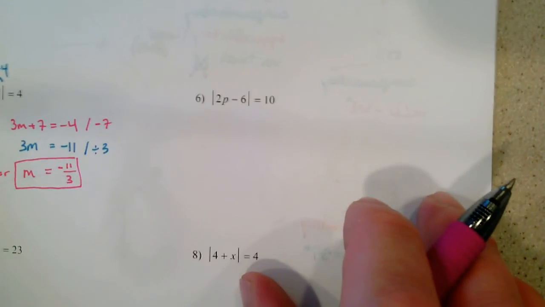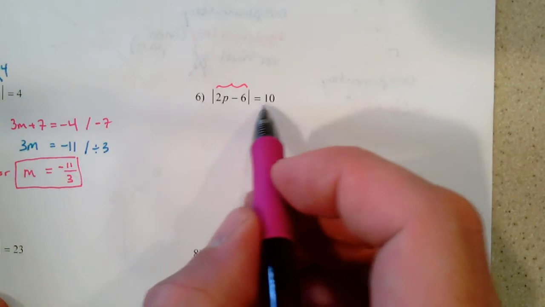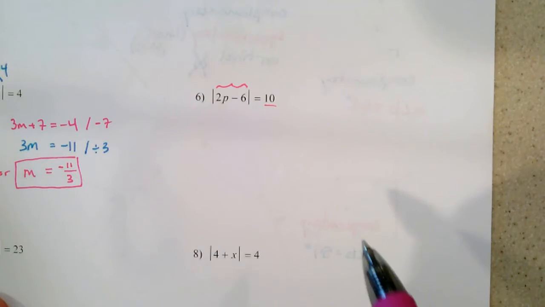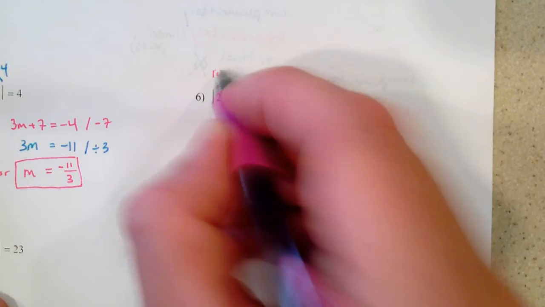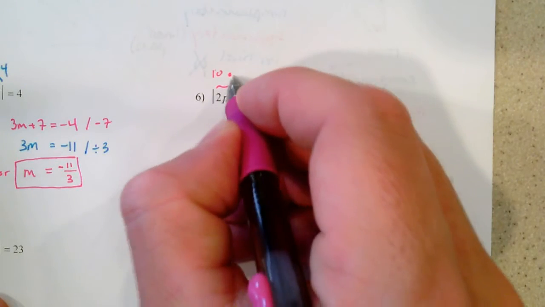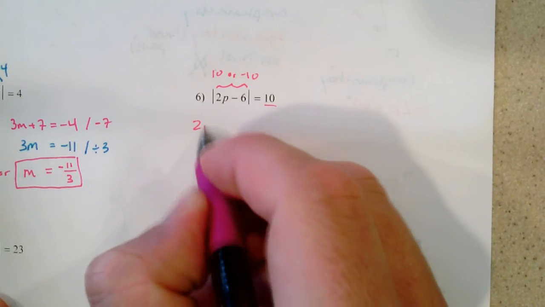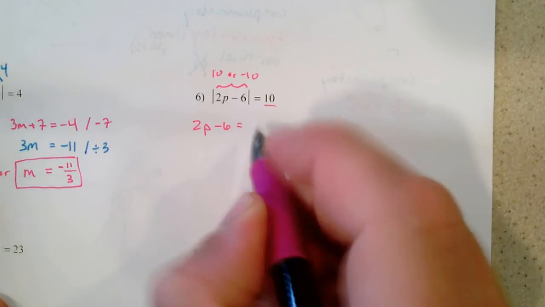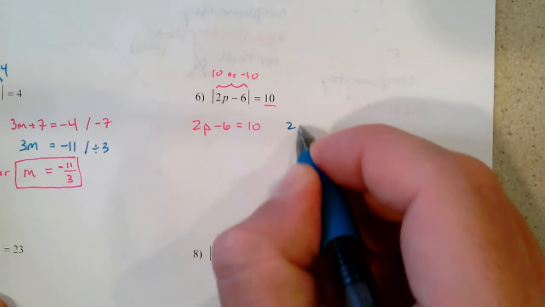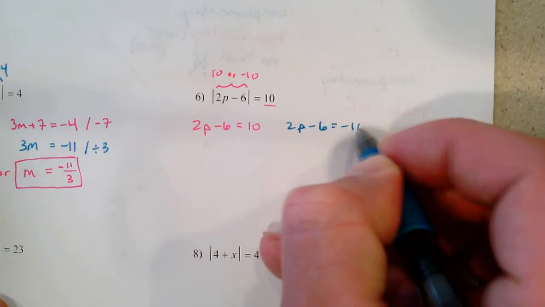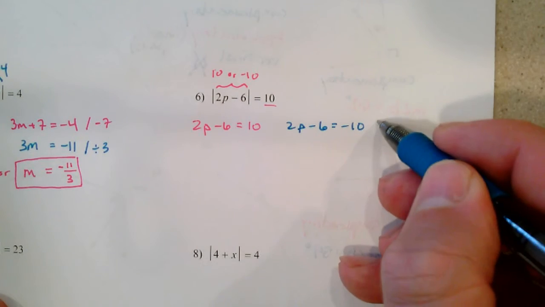Let's do another one over here. Alright, so whatever's inside the absolute value brackets is going to be 10 spaces away from 0 on the number line. So that means it could be a positive 10 or a negative 10. And so we set up an equation for each. 2p minus 6 equals 10, or 2p minus 6 equals negative 10. It's one of these two things. Same steps to solve each equation.